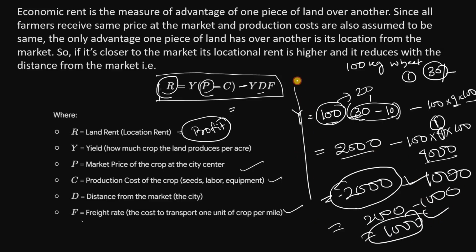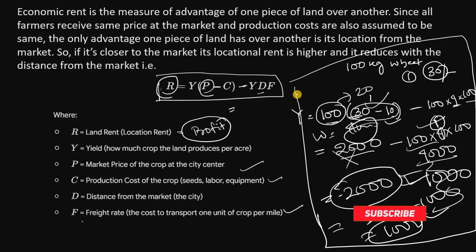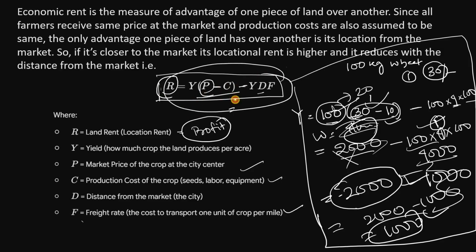But see here, I just did a rough calculation, so you should not think that if I am producing wheat at a 4 kilometer distance, then the farmers are making a loss. It's not like that, because the numbers I have taken here are just my assumptions, or you can say random numbers. I am just trying to explain the formula. So you have to keep the formula in your mind.